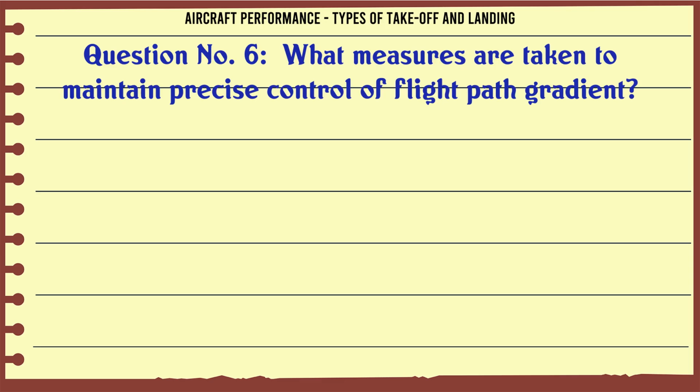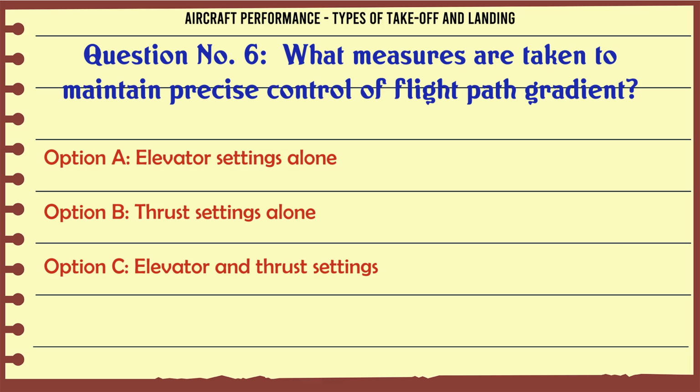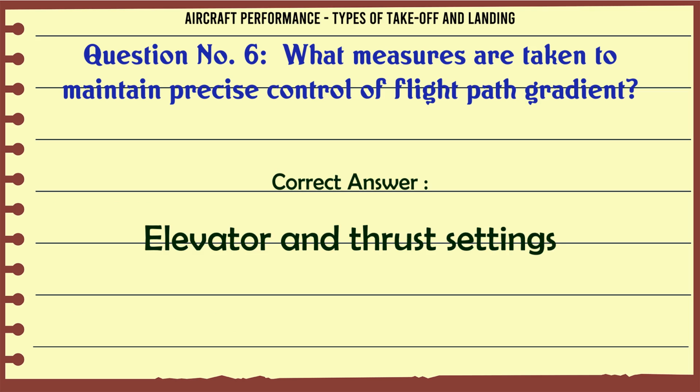What measures are taken to maintain precise control of flight path gradient? A: Elevator settings alone. B: Thrust settings alone. C: Elevator and thrust settings. D: Flap settings. The correct answer is elevator and thrust settings.